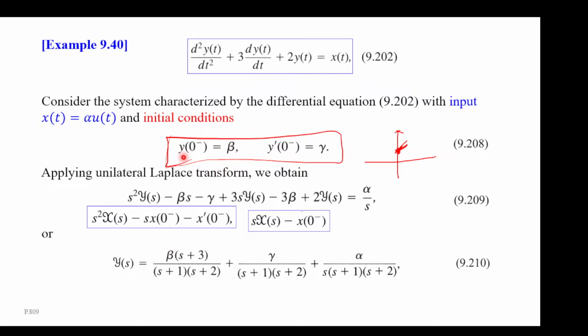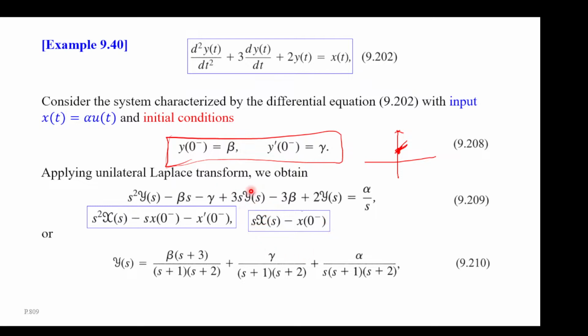So we see how we use the initial conditions to fill out terms in our unilateral Laplace transform, because the derivatives give boundary terms, and the boundary terms are specified by these initial conditions. Okay, so y of 0 minus is exactly this thing, beta here. And we also want y prime of 0 minus, and it's gamma here, so minus gamma here.